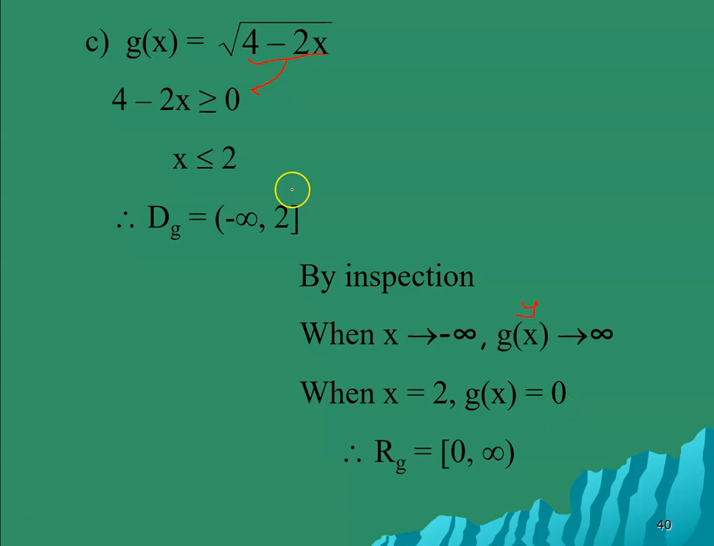Ni maksudnya kalau you ganti masuk dalam this function, dalam g(x), the x value you substitute dalam sini. Bila you ganti negative infinity dalam x, you akan dapat your y pun positive infinity, or your g(x). Okay. So sama juga, bila you ganti the value 2 dalam sini, you will get your g(x) equal to 0. So you can now obtain your range, which starts from 0 up until positive infinity.